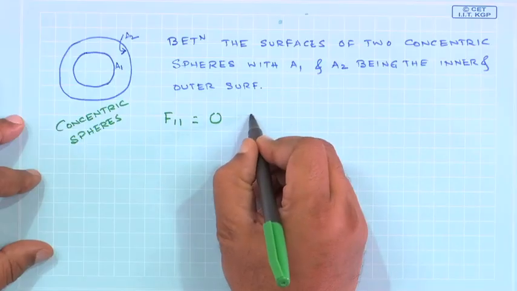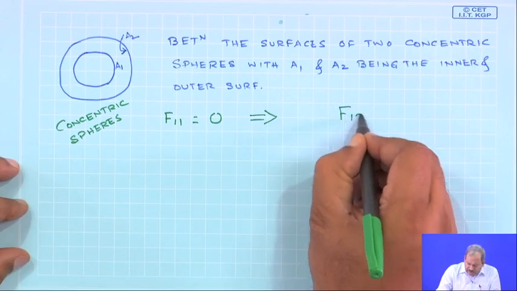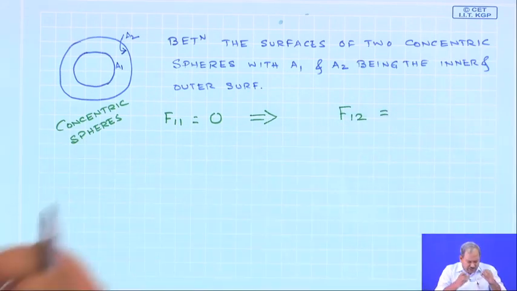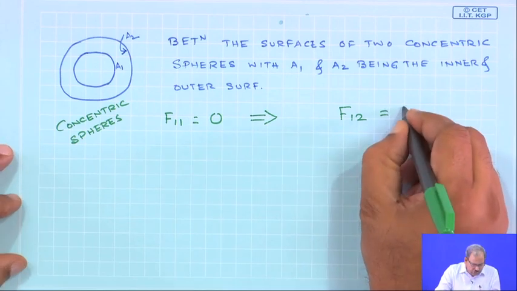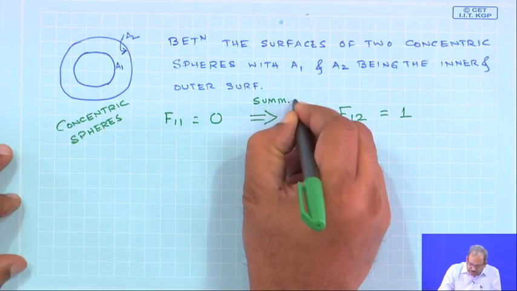So, what we can write from here is that the summation rule and common sense will tell you that F12 will have a value equal to 1. So, this is the summation rule.